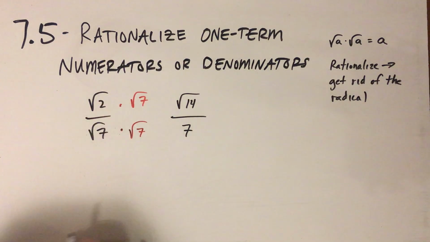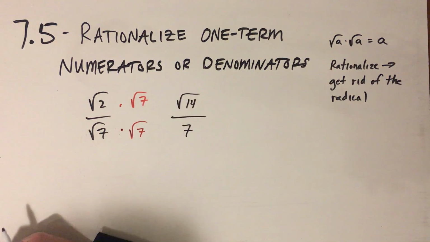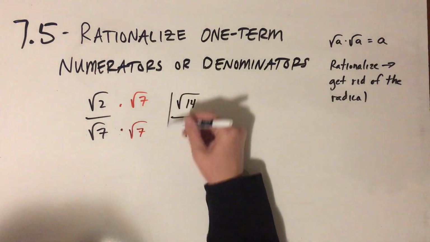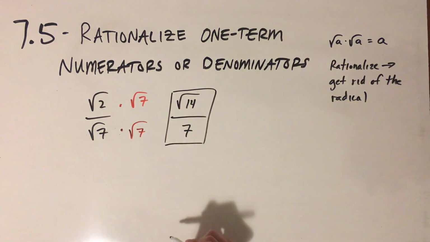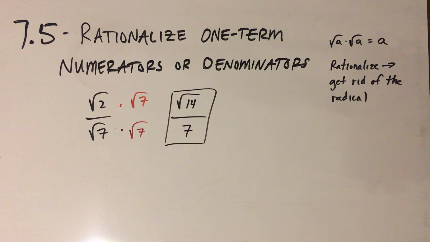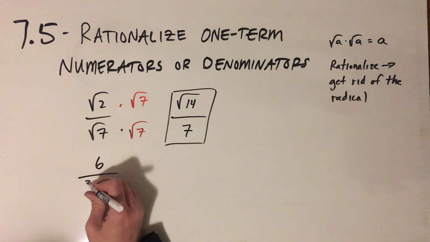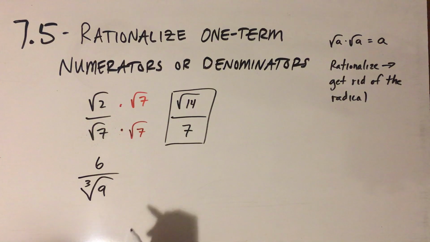I didn't change the value of this expression because as long as we do the same thing to the top and the bottom, then we're good to go. So this is rationalizing the denominator of a single term. Let's do a couple more of these. I'll leave that one there. Let's do rationalize 6 over the cubed root of 9.